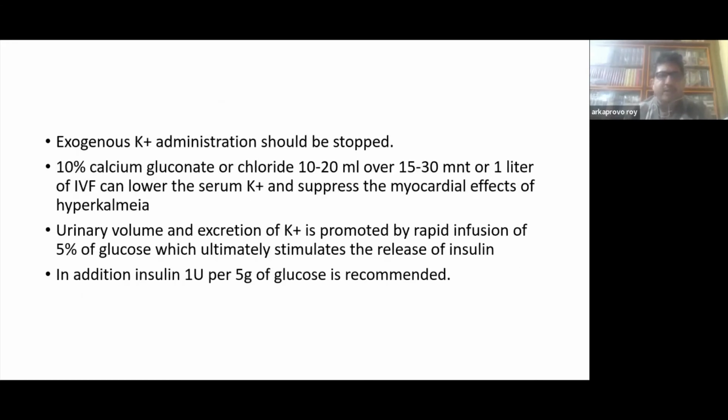Exogenous potassium administration should be stopped once you have achieved the potassium concentration to the desired value. Now, if it is not achieved, 10% calcium gluconate or chloride, 10 to 20 ml over 15 to 30 minutes, or 1 liter of intravenous fluid can lower the serum potassium and suppress the myocardial effects of hyperkalemia. Urinary volume and excretion of potassium is promoted by rapid infusion of 5% glucose, which ultimately stimulates the release of insulin. In addition, insulin 1 unit per 5 gram of glucose is recommended.